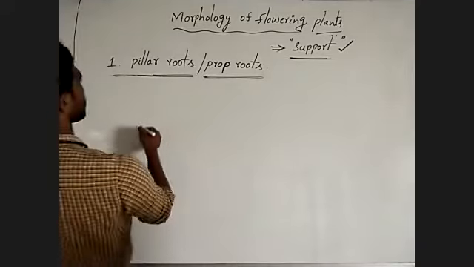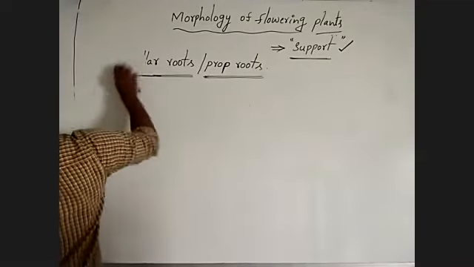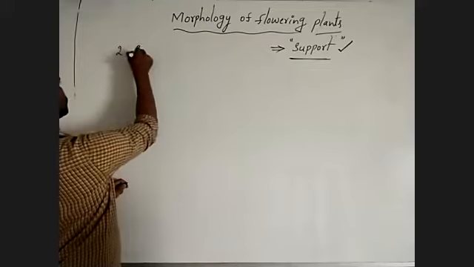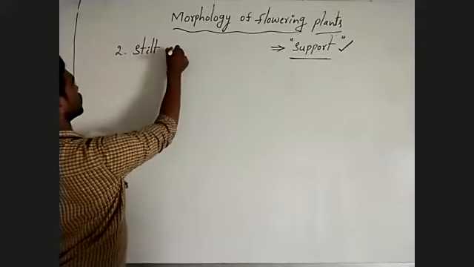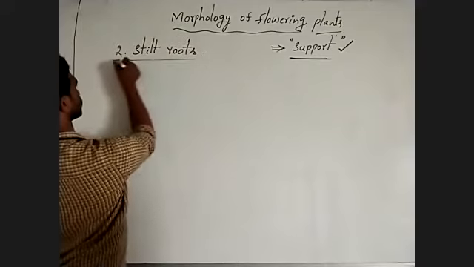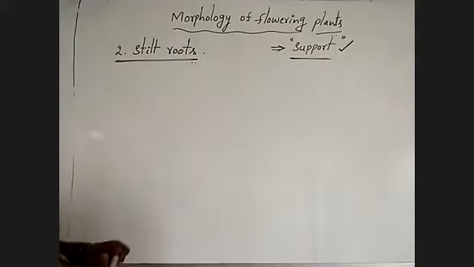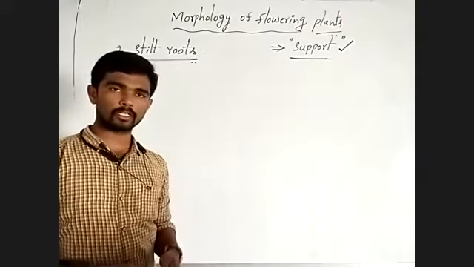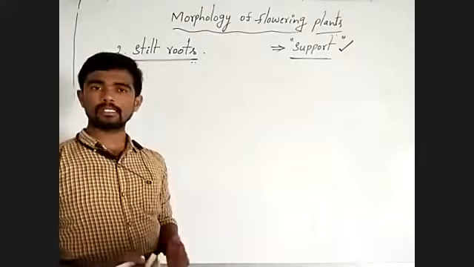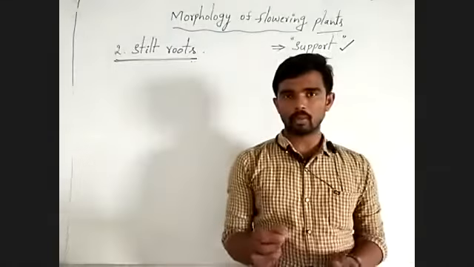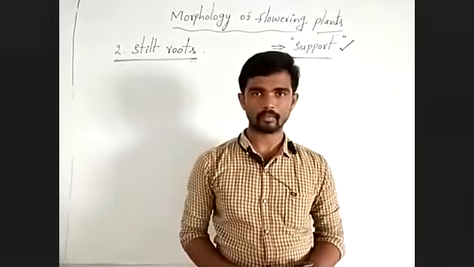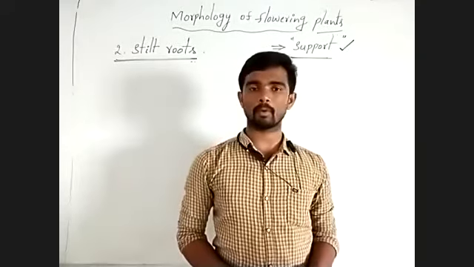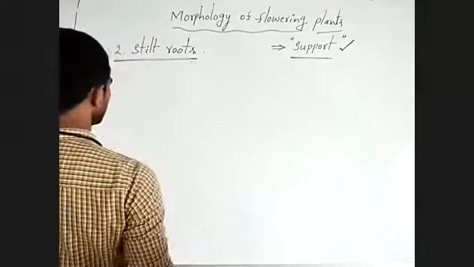Next, second type of root modifications, stilt roots. Observe, stilt roots means in some plants like sugarcane, jowar, bajra, from the lower nodes of the stem, a type of roots are grown into the soil, giving the support to plants.